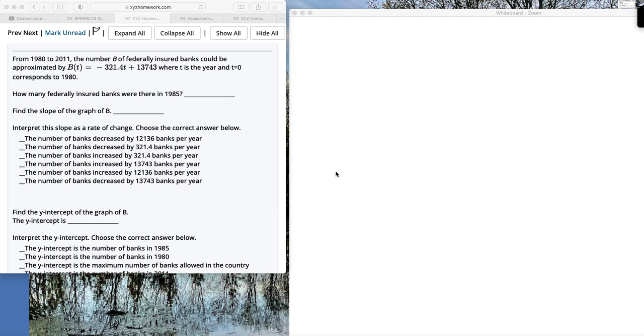Okay, I think for this one you're having the same trouble, in the same spot, which is that t equals 0 corresponds to 1980. So just looking at your answer, I'm guessing that's where it was. So here they're giving us b of t, the number of banks as a function of time, as negative 321.4 t plus 13,743. Okay, so how many federally insured banks were there in 1985?